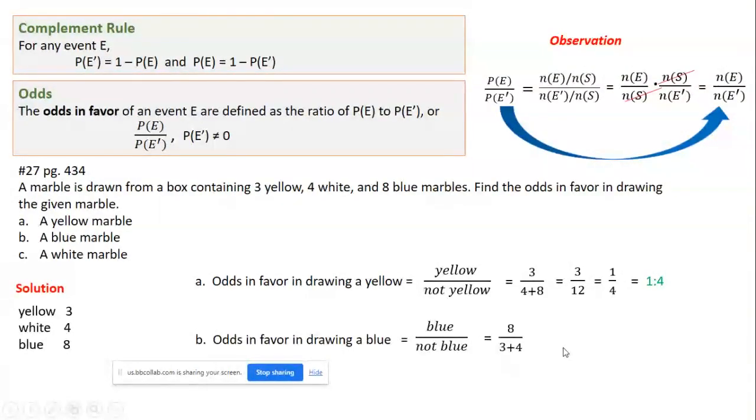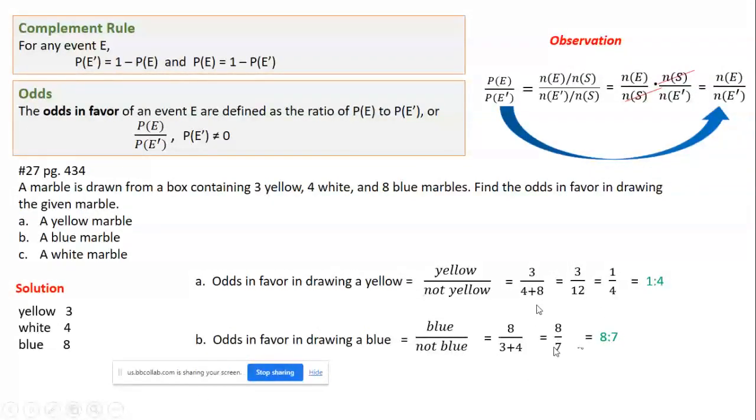So we have 8 blue, and we have 3 plus 4, which is our 7, right? So 15 minus 8 is 7. So the odds in favor of getting a blue is 8 out of 7. There is an 8 out of 7 in our favor that we will get a blue marble.